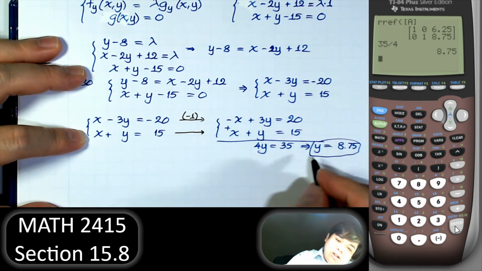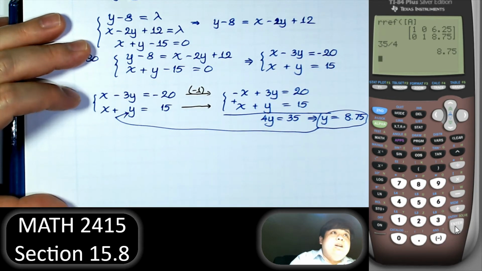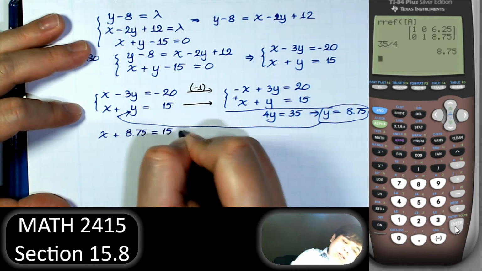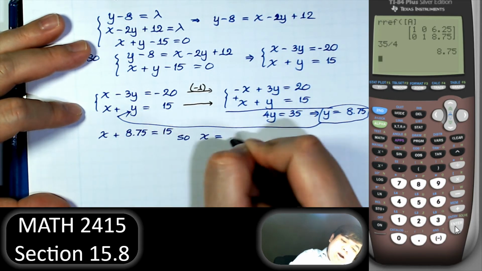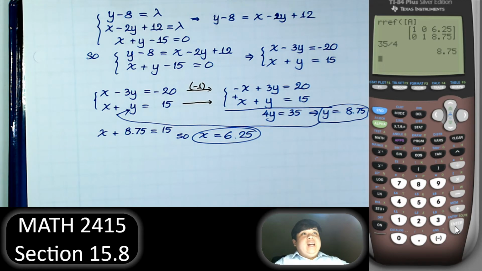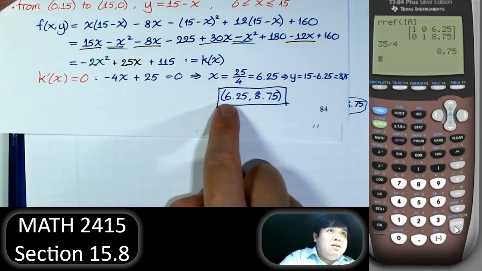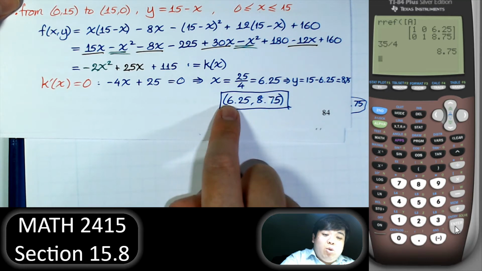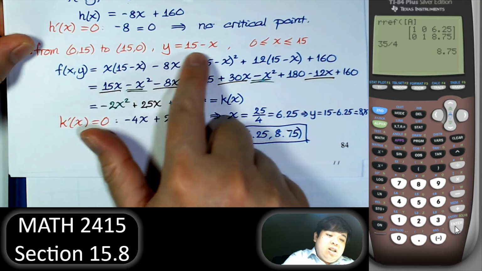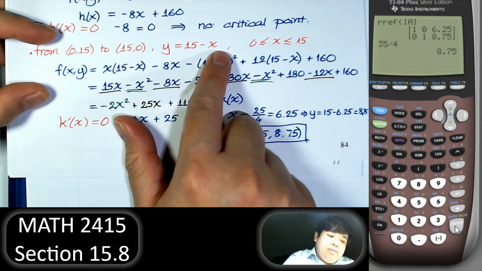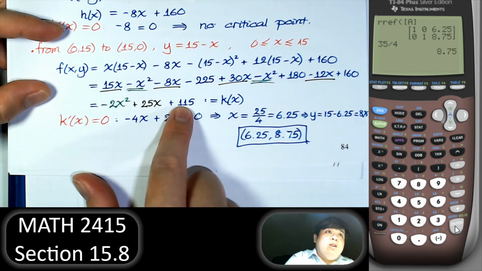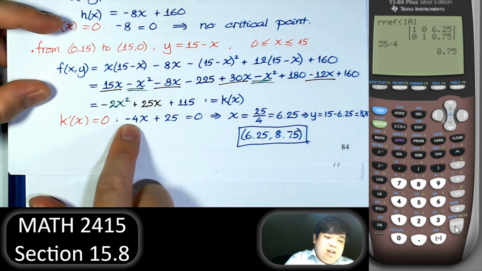And we can substitute this back in for y. So x plus 8.75 equal to 15, so x equals 15 minus that, which will be 6.25. So we have x and we have y. And in the previous section, we did indeed have x equal to 6.25 and y equal to 8.75. We did it differently. We said because it is on this line, we can just substitute y equal to 15 minus x, and we have a function of x, take the derivative of it, equal to 0.